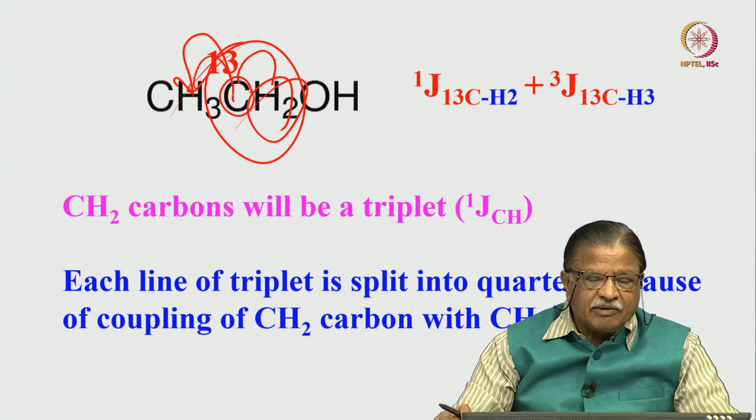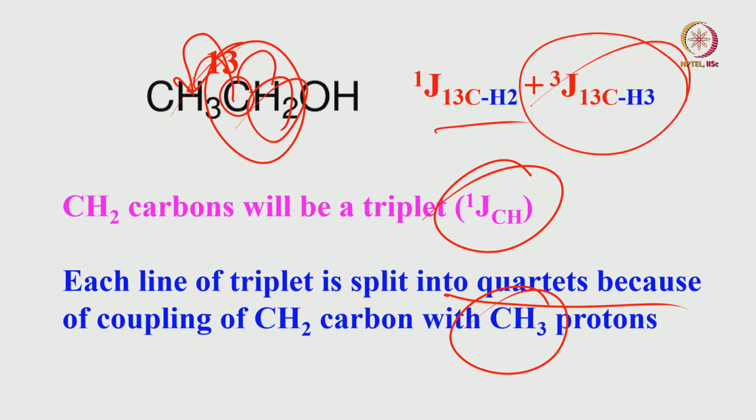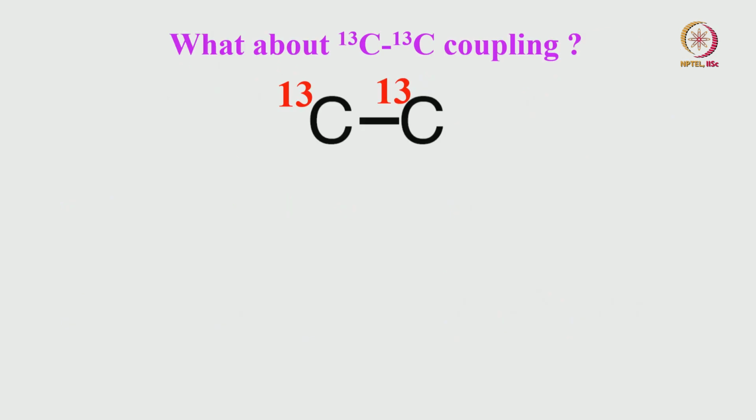So, the CH2 carbon will be a triplet because of the direct coupling to 2 protons, and each line of the triplet is split into quartets because of coupling of the CH2 carbon with CH3 protons. So, there is 1 bond carbon proton coupling plus 3 bond carbon proton coupling, both are present. So, what is the pattern you are going to get finally?